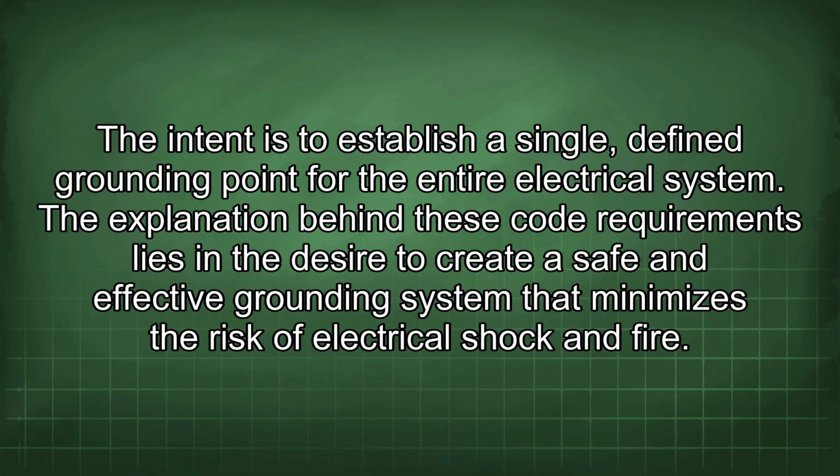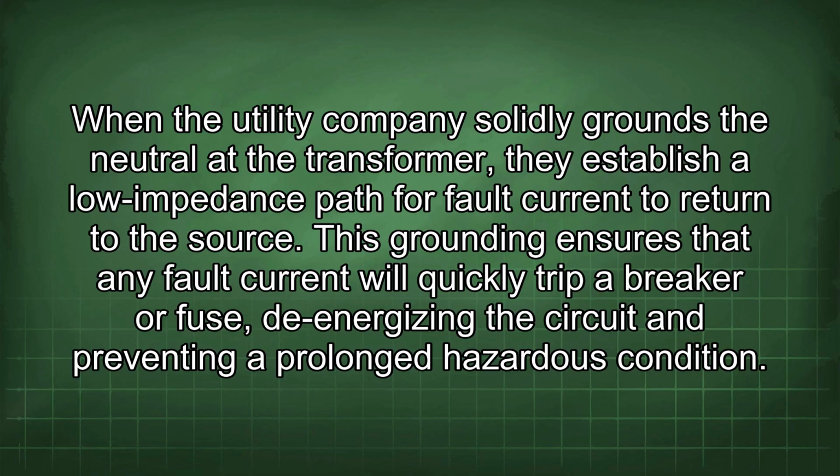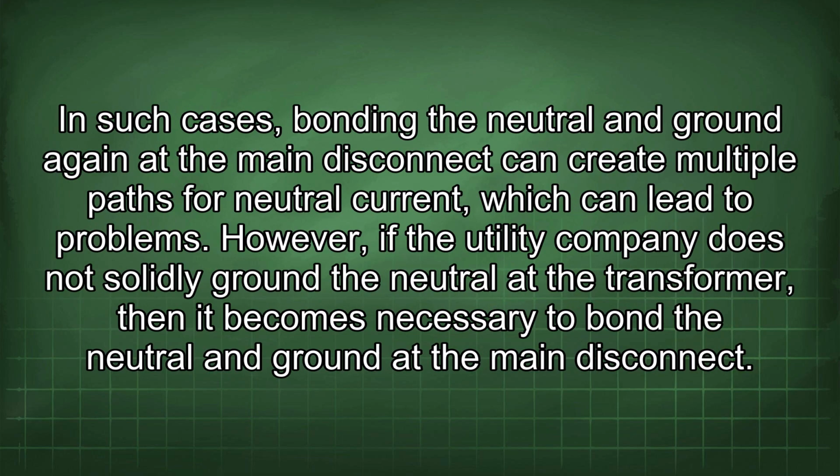The explanation behind these code requirements lies in the desire to create a safe and effective grounding system that minimizes the risk of electrical shock and fire. When the utility company solidly grounds the neutral at the transformer, they establish a low impedance path for fault current to return to the source. This grounding ensures that any fault current will quickly trip a breaker or fuse, de-energizing the circuit and preventing a prolonged hazardous condition. In such cases, bonding the neutral and ground again at the main disconnect can create multiple paths for neutral current, which can lead to problems.